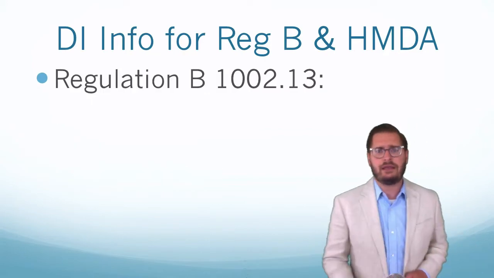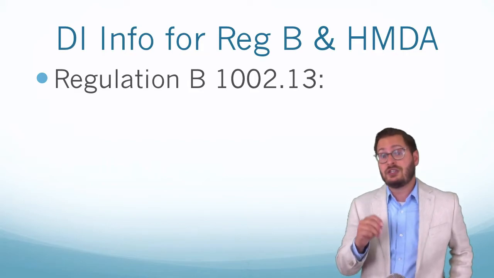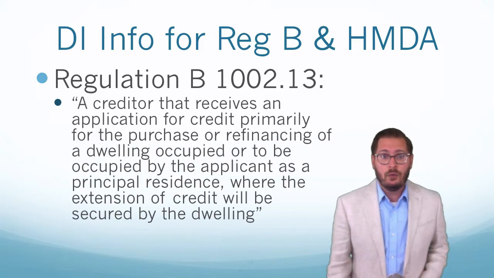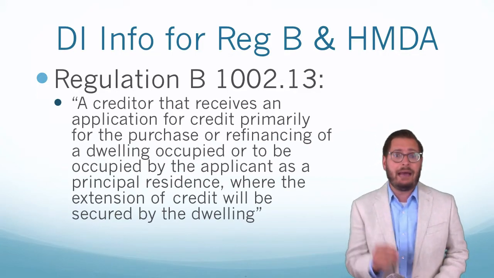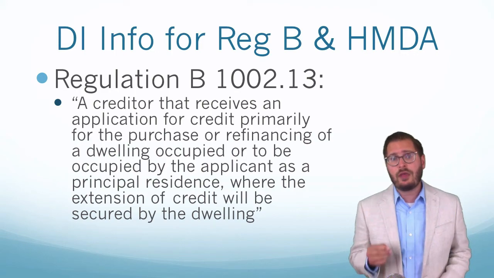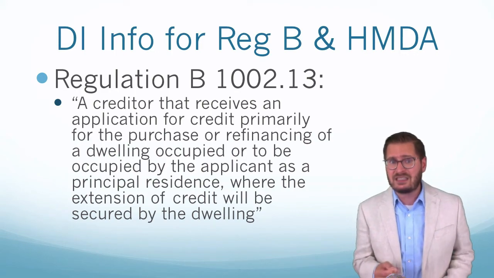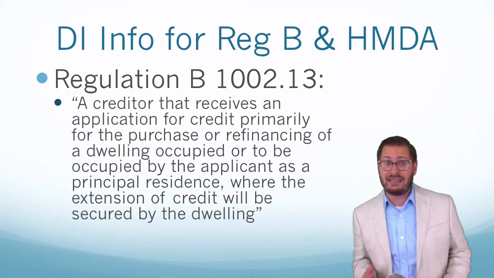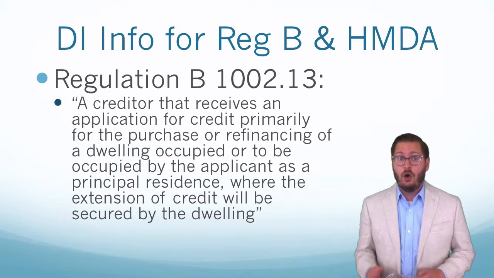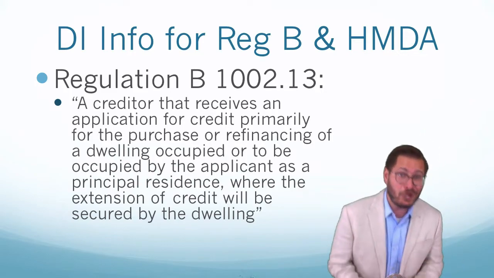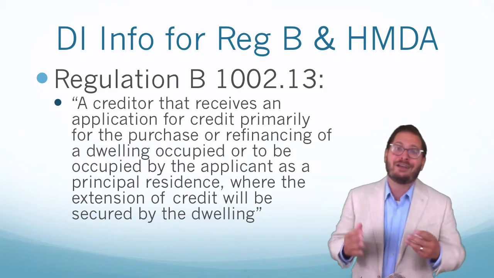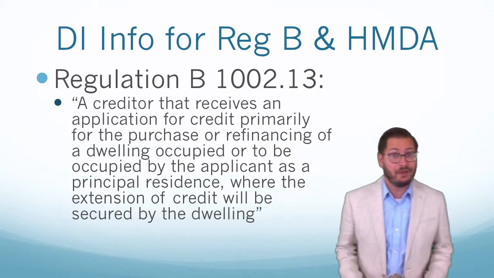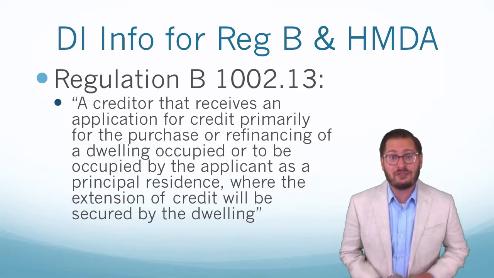So let's take a look at Regulation B. The rule is actually found in Section 1002.13 of Regulation B, which says that a creditor that receives an application for credit primarily for the purchase or refinancing of a dwelling occupied or to be occupied by the applicant as the principal residence, where the extension of credit will be secured by the dwelling, you must collect government monitoring information. That's a mouthful, isn't it? There's a lot there. So let's break this down briefly.